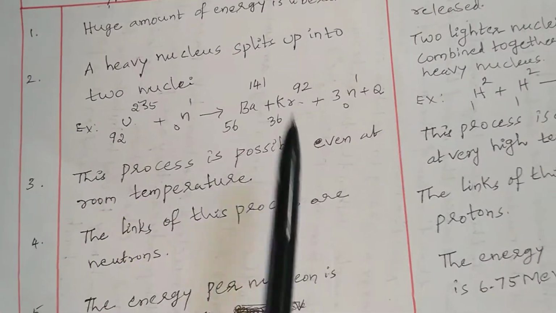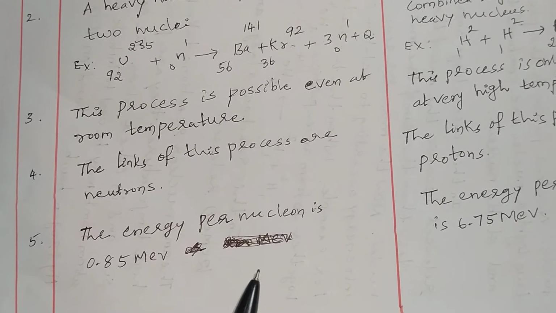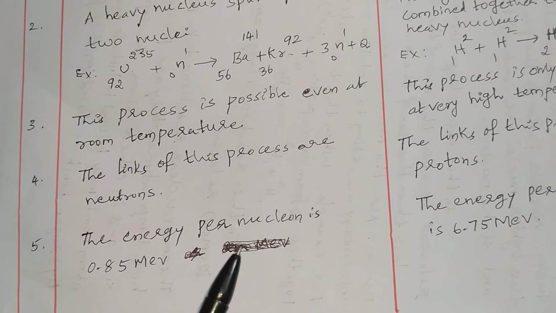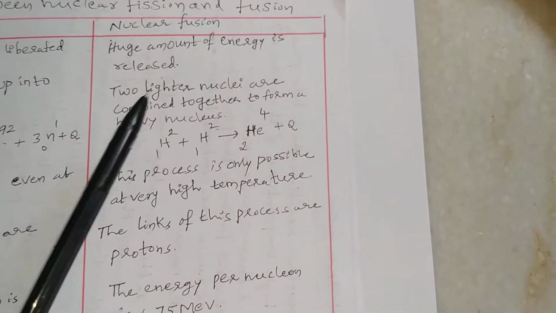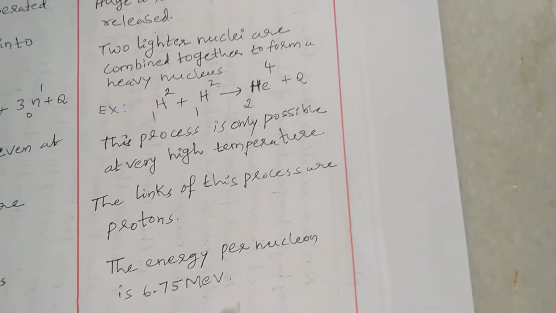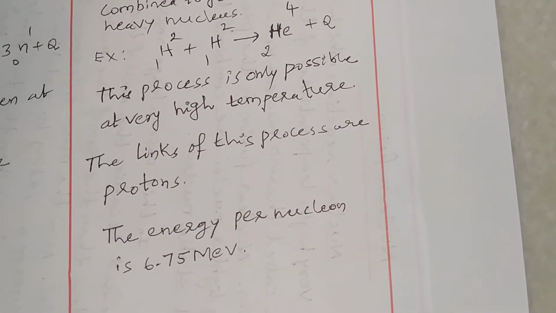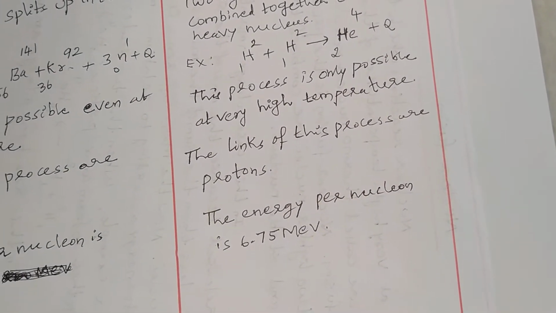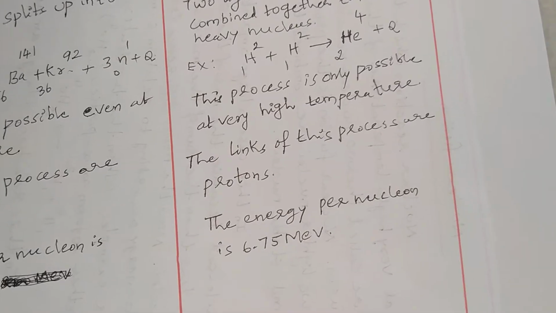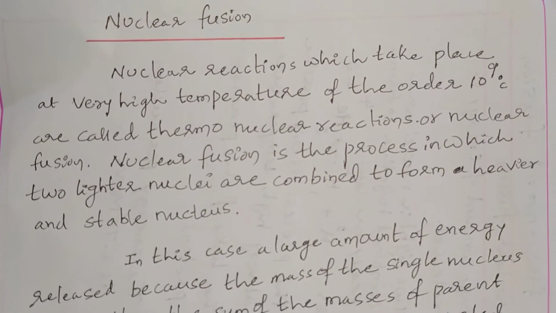The nuclear fission process takes place in nuclear reactors, or nuclear reactors work on this principle. The hydrogen bomb works on the principle of nuclear fusion. Nuclear fusion takes place in the sun and stars. Okay, thank you. Now you can see the answer from starting to ending.